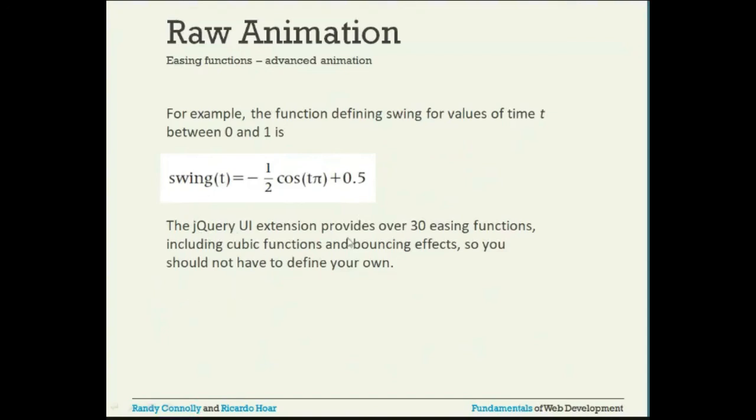The jQuery UI extension provides over 30 easing functions, including cubic functions and bouncing effects, so you should not have to define your own. By using those different 30 functions, you can have different kinds of transitions.